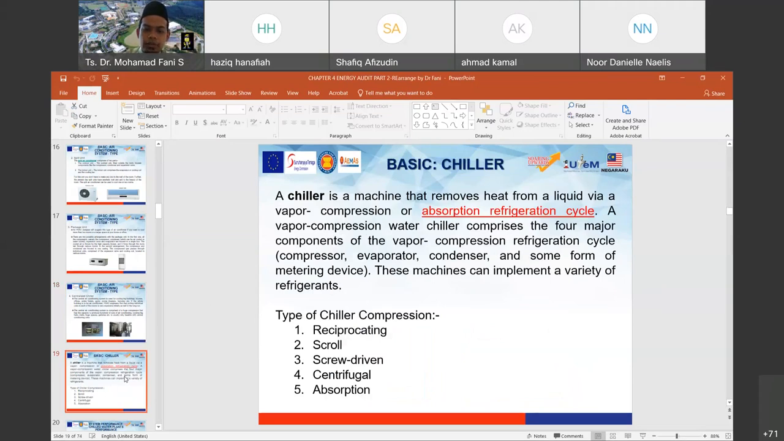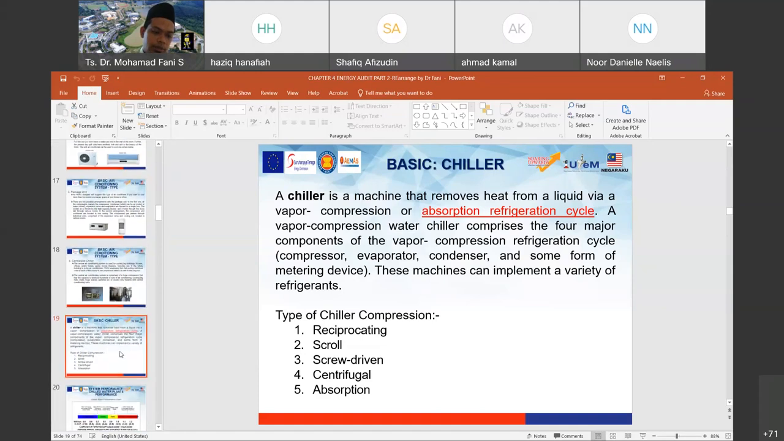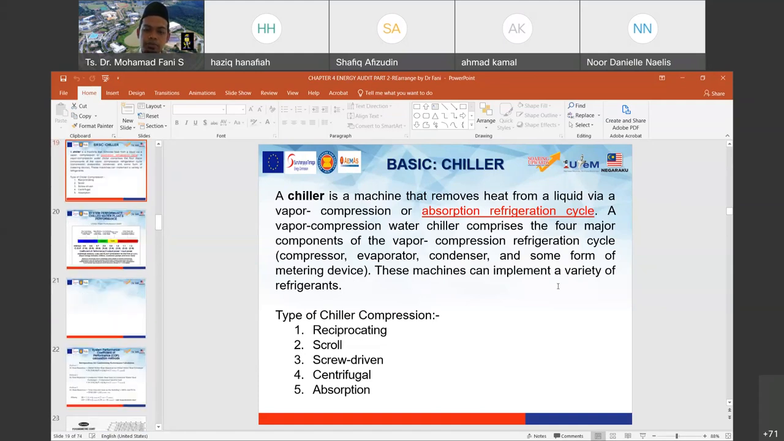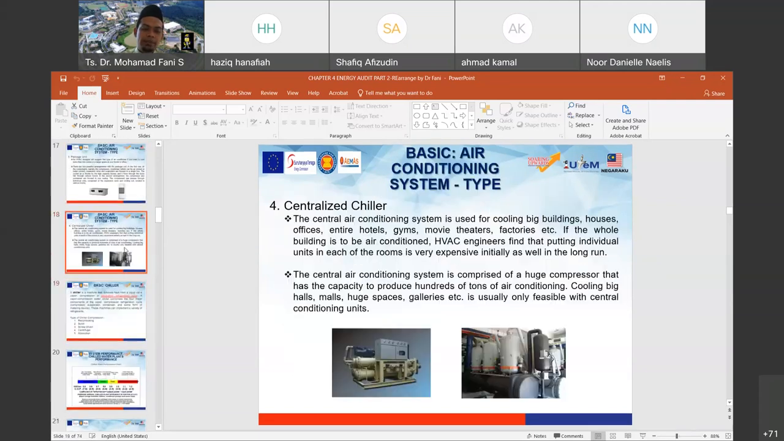Okay, chiller compressors have many types, for example reciprocating, screw driven, centrifugal, absorption. These are the variety of machines. The chiller is a machine that removes heat from a liquid via a vapor compression or absorption refrigeration cycle. A chiller comprises the 4 major components of the vapor compression refrigeration cycle: compressor, evaporator, condenser, and some form of metering device. What you have seen in this picture is the chiller system, which consists of 2 parts, the evaporator part and the condenser part.